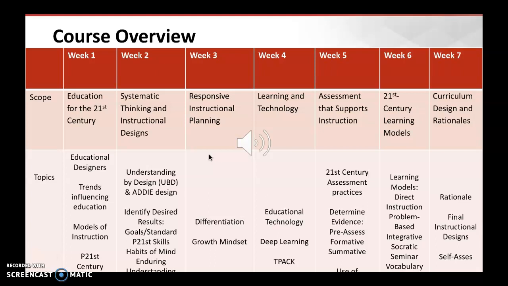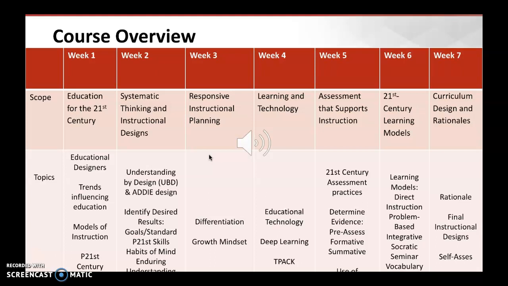In week 3, we move on to responsive instructional planning, really focusing on differentiation and growth mindset. In week 4, we go on to learning and technology, looking at different types of technological tools. How do we determine and assess if it's an effective tool? And how do we help support deep learning? TPACK is a way to turn the assessment on ourselves and see how versed we are in using and selecting quality tools.